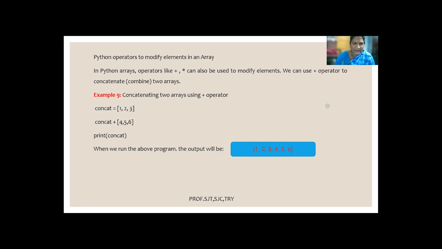In that first example, I gave concat equal to 1, 2, 3. Now I have given concat plus equal to 4, 5, 6. Now I am going to print concat. What will be the output? Just 1, 2, 3, 4, 5, 6. Both the rows are combined together.